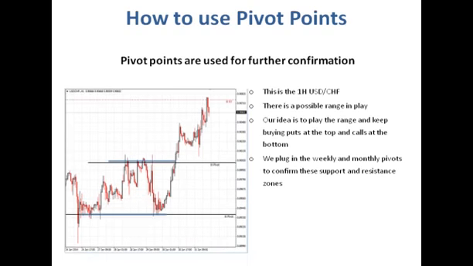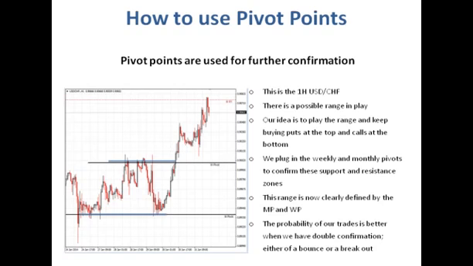And boom, what do you know? The monthly pivot is being tested as support harshly, and the weekly pivot is being tested as resistance. So these two areas are now confirmed as strong areas of support and resistance, so we can continue with our idea to buy puts at the top and calls at the bottom. The range is now clearly defined by these two pivot points. The probability of our trade is better when we have a double confirmation, either of a bounce or of a breakout out of the range.